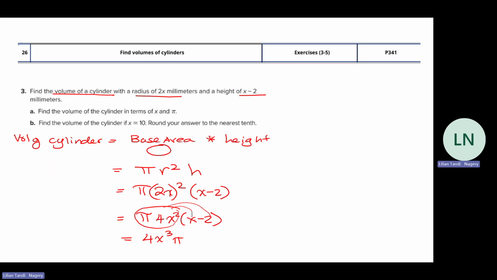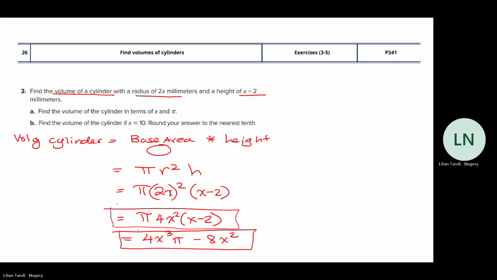If you multiply this, x squared and x becomes x cubed. 4 comes and pi comes. Now you do the same thing. You're going to have negative 8x squared. Okay? This is the best answer. This can also be your answer. And this can also be your answer.